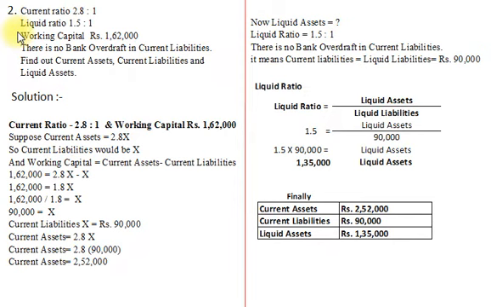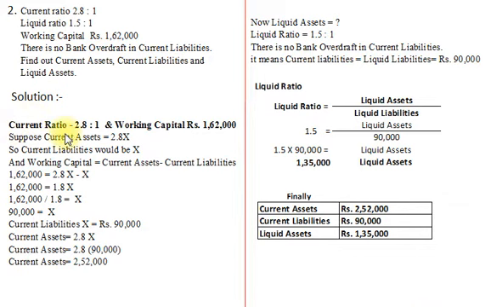Now let us solve the second example. Here we have current ratio 2.8:1, liquid ratio 1.5:1, and working capital rupees 1,62,000. There is no bank overdraft in current liabilities, and we are asked to find out current assets, current liabilities and liquid assets. Okay, let us solve the question.